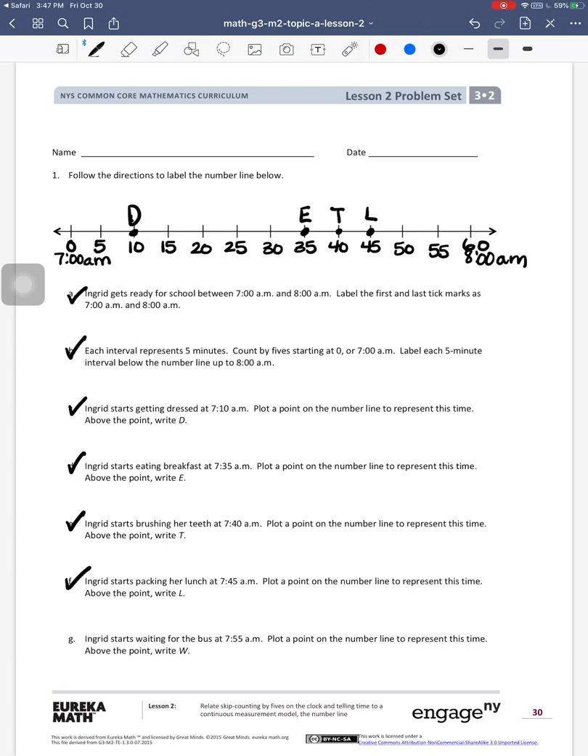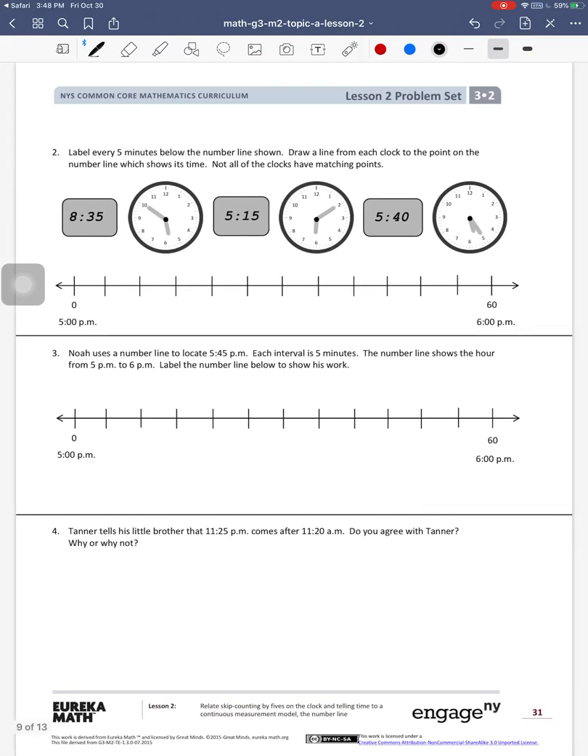G. Ingrid starts waiting for the bus at 7:55 a.m. Plot a point on the number line to represent this time. Above the point, write W. So here is the 55, plot W. There we go. How did you do? Super. Okay, now we're going to move to the back side.